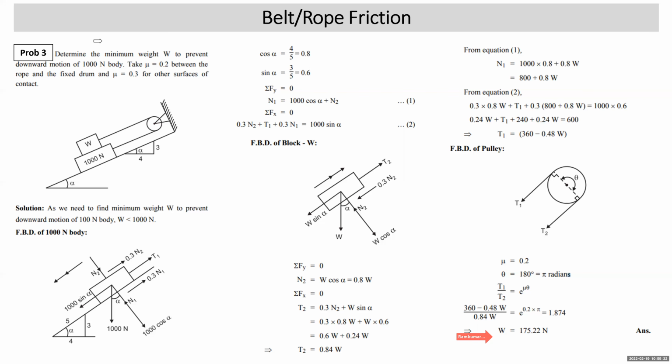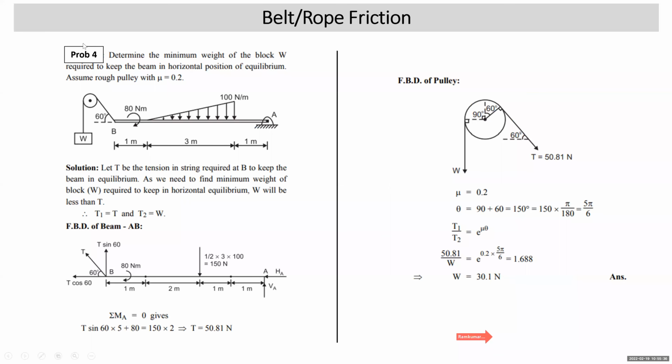Let's move to the next sum. Problem number 4. Determine the minimum weight of the block W required to keep the beam in horizontal position of equilibrium. Assume rough pulley with mu. You are given a beam where A is hinged, so two reactions. This is triangular loading, or you can say UVL.